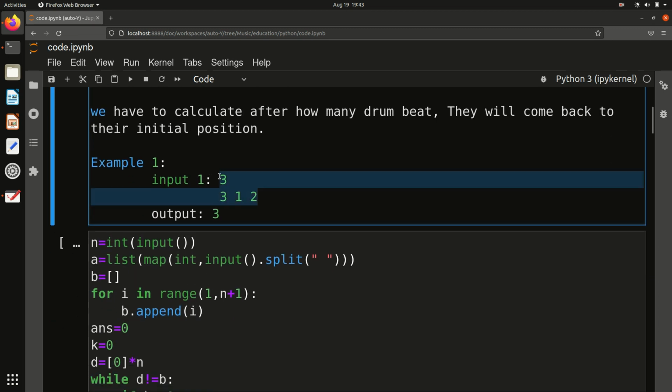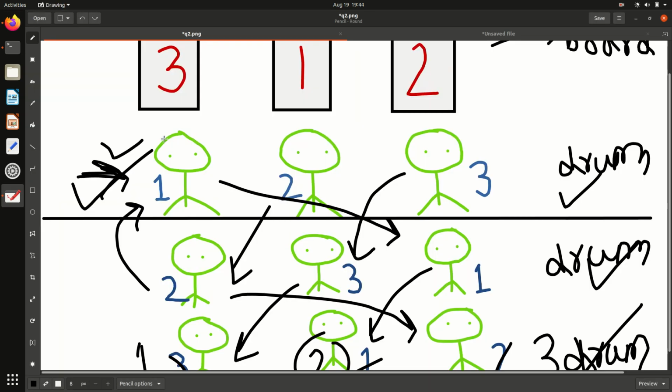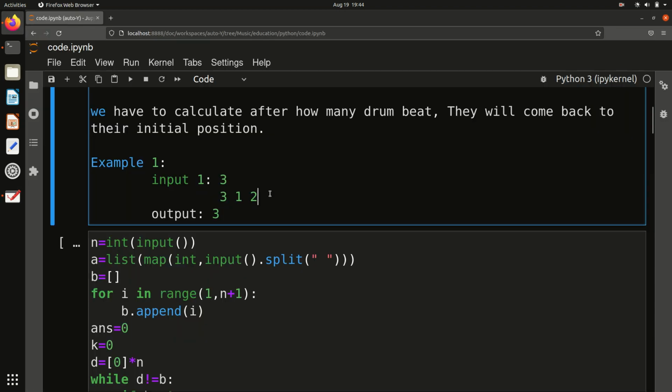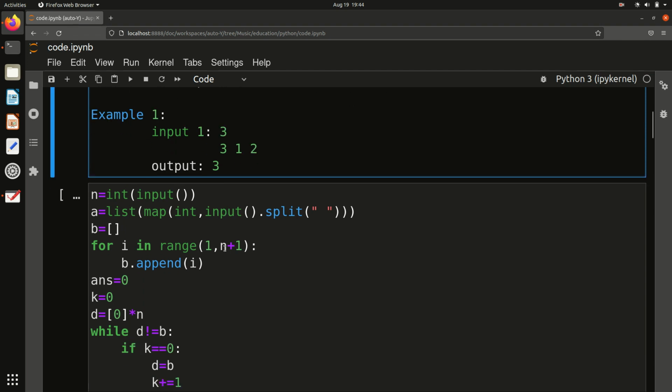The input will be given in this way. There will be 2 lines of input. The first line will be how many students there are, n, so 3. After this you will be given an array with the board numbers, 3 1 2. You have to print after how many drum beats they came back to the original position. So 3 is the answer, as we know. So this was all about it.